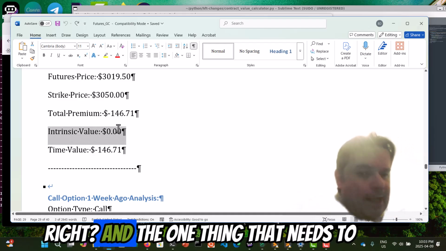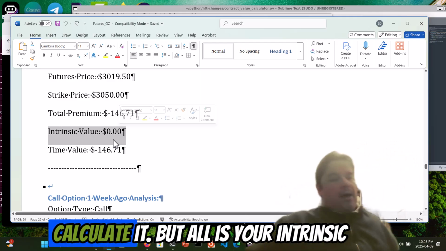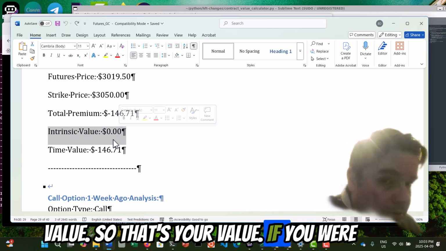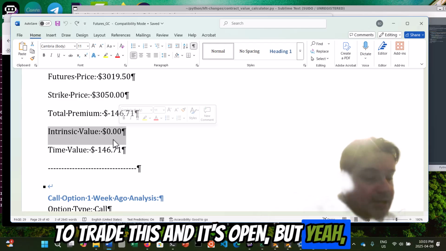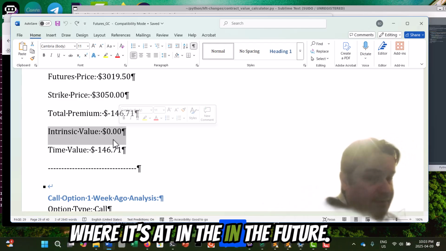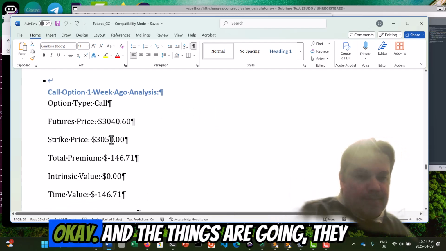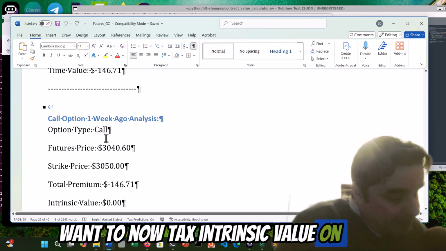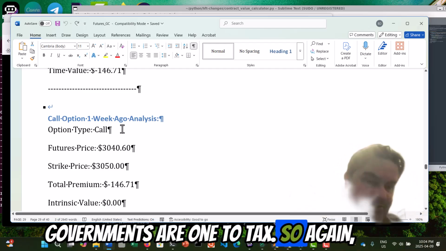Got that right? And the one thing that needs to be calculated, which a lot of people will not calculate at all, is your intrinsic value. That's your value if you were to trade this and it's open, but not yet closed off. So intrinsic value is where it's at in the future. And the way things are going, they now want to tax intrinsic value on things. It's crazy what these governments want to tax.